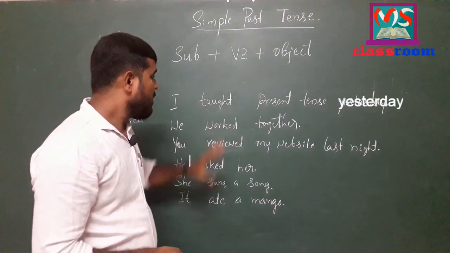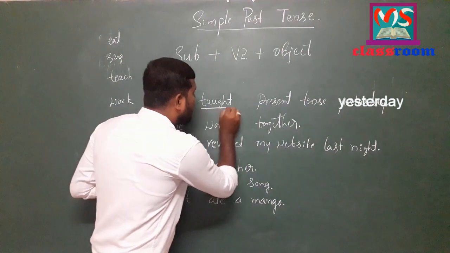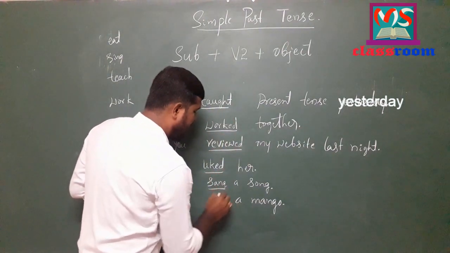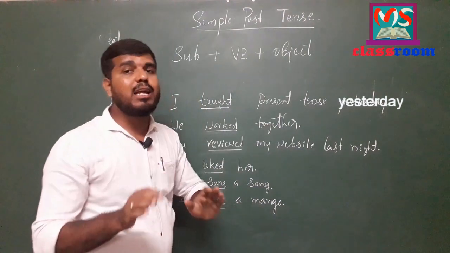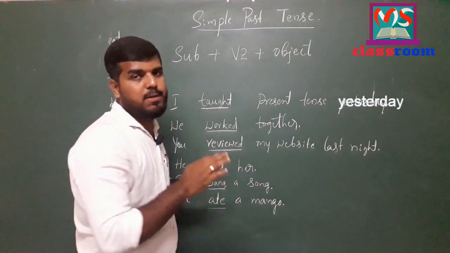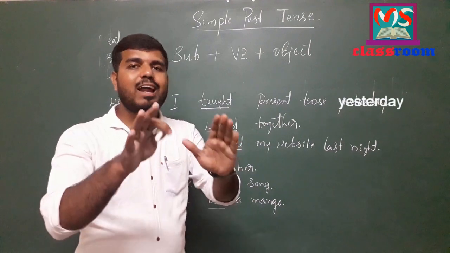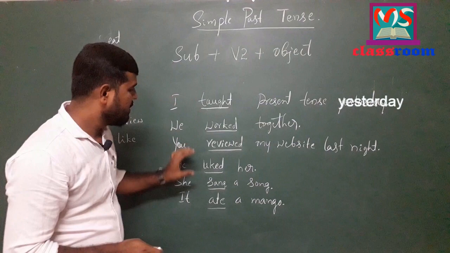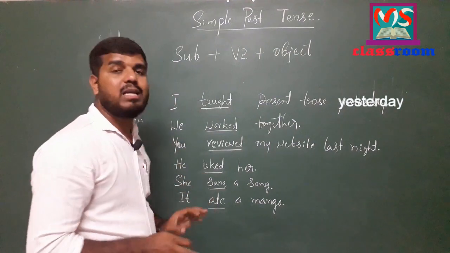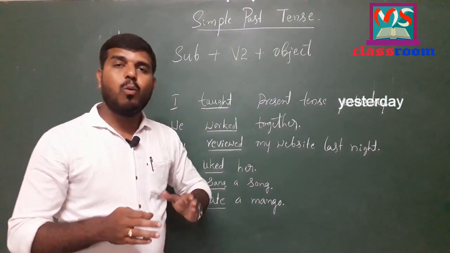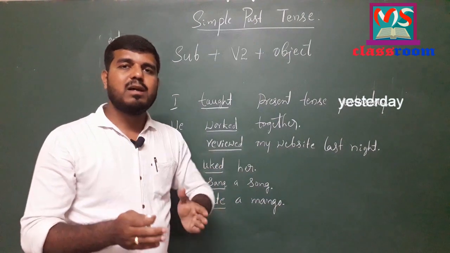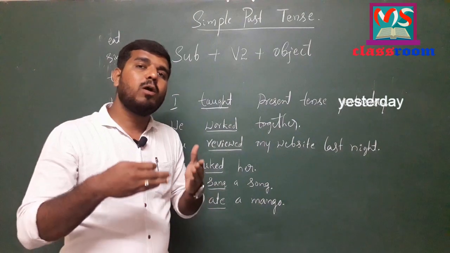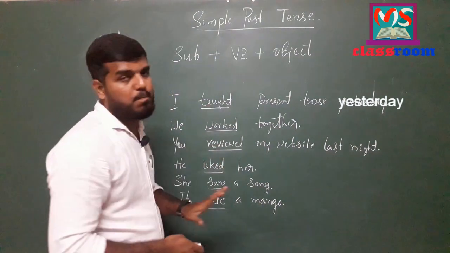Look at the sentences here and look at the verbs here: taught, worked, reviewed, liked, sang, and ate. And identify the different types of verbs. They are regular and irregular verbs. Can you identify? Look at here. Taught, sang, and ate are irregular verbs. Why are they irregular verbs? Because they change into past form in a different manner without following the regular verb pattern.